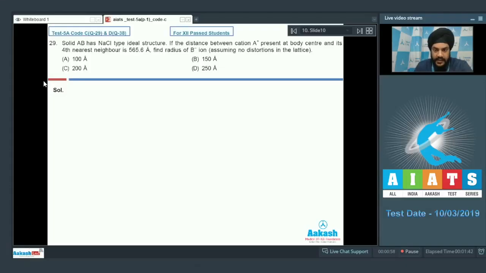Let us start with the next section, students. This section contains 10 questions. Each question has 4 options, out of which one or more than one option may be correct. So let's start with question number 29.